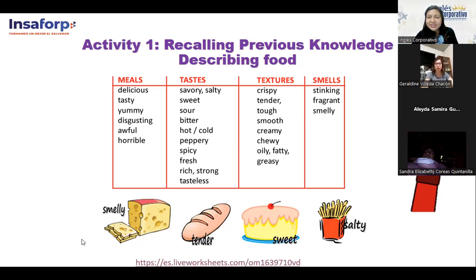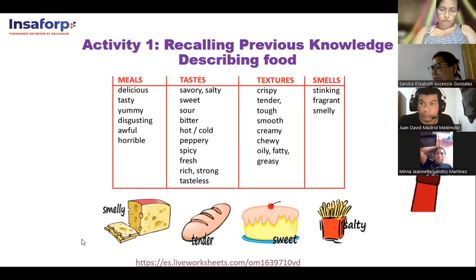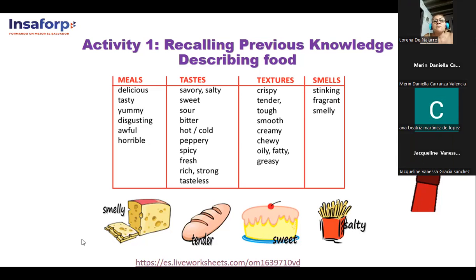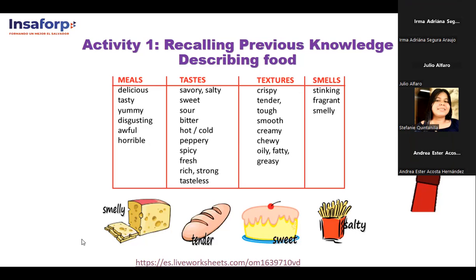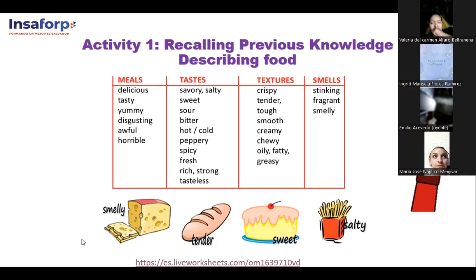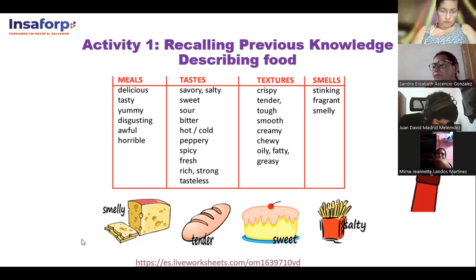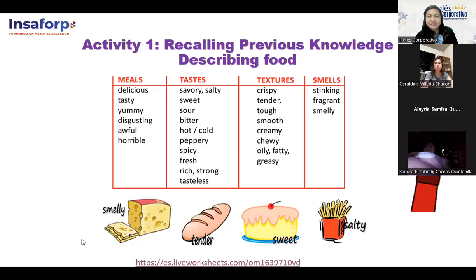Ana was just participating. What happened to Ana? Or maybe she had a problem with the connection. But she was connected, right? And participated.